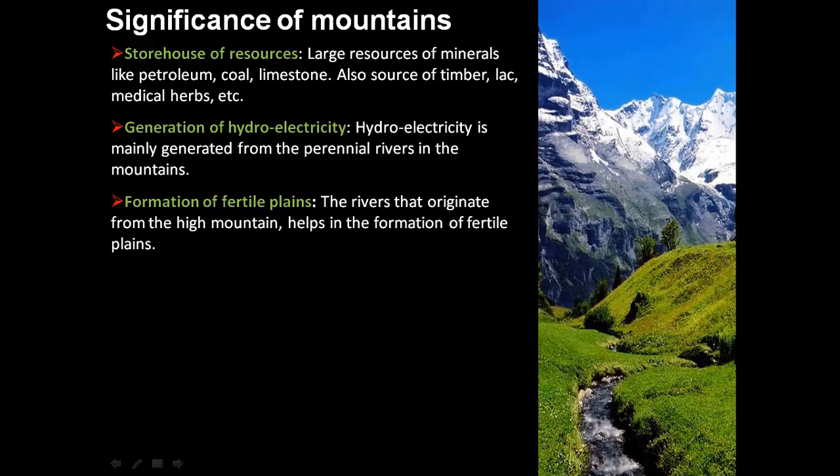Formation of fertile plains. India is the best example. Himalayan ranges in India provide an unlimited source of water because of the melting of glaciers. There are more than 5 major rivers that flow towards northern India and bring very fertile soil, which gives birth to one of the largest fertile plains.